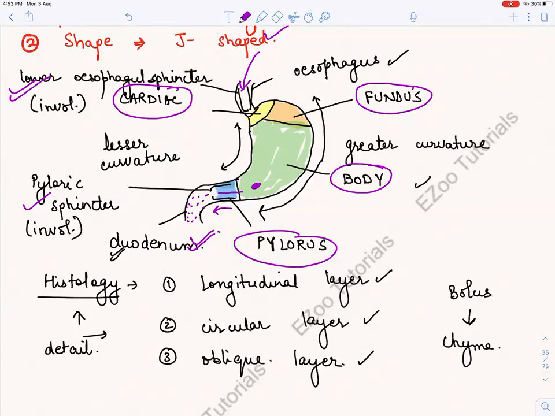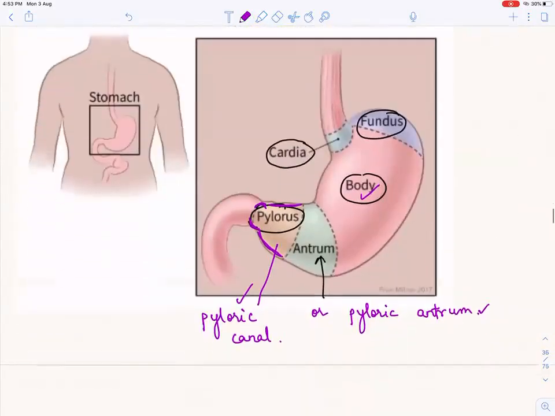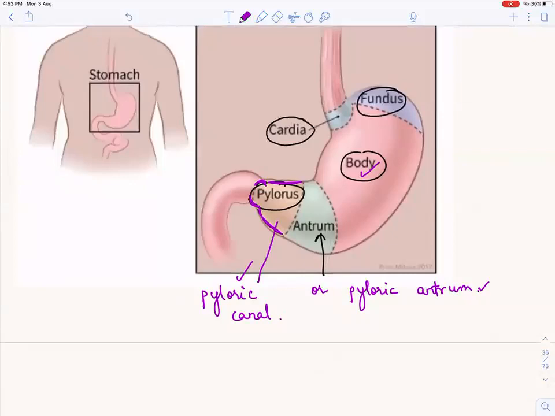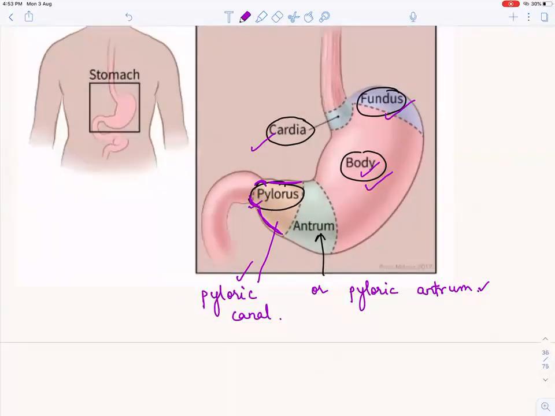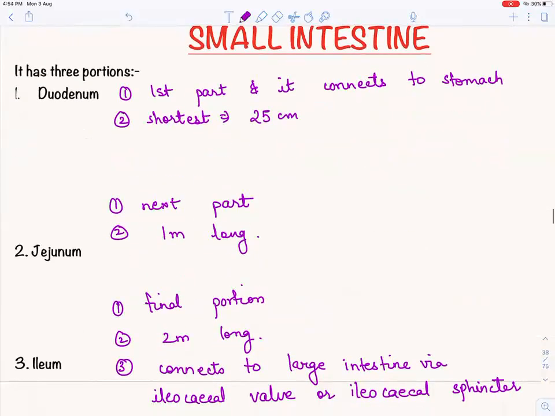If we see the stomach wall, the muscular layer is made up of 3 parts: longitudinal, circular, and oblique, which we will do in detail in histology, right? Then we just saw this again: cardiac, fundus, body, pylorus. This is also called the pyloric antrum, right? This is the pyloric canal, and this is the sphincter.